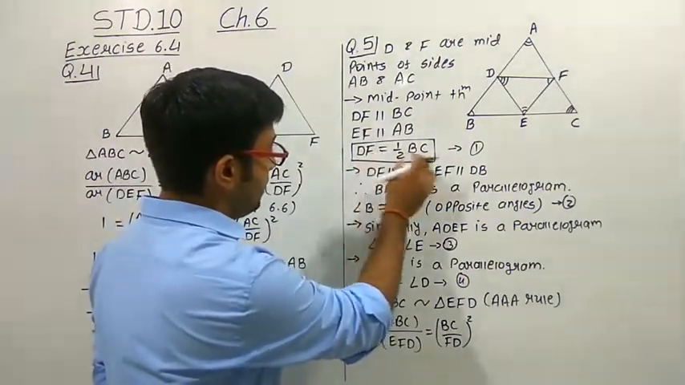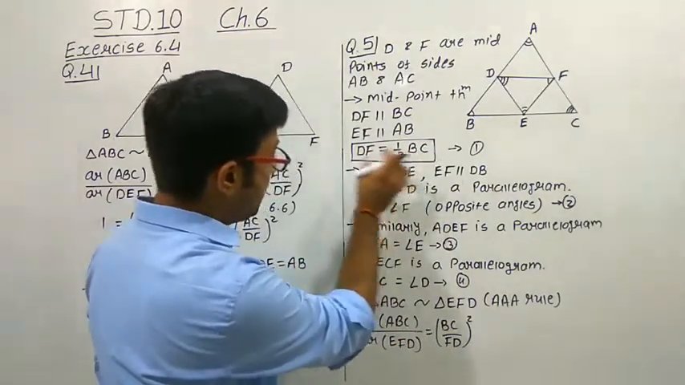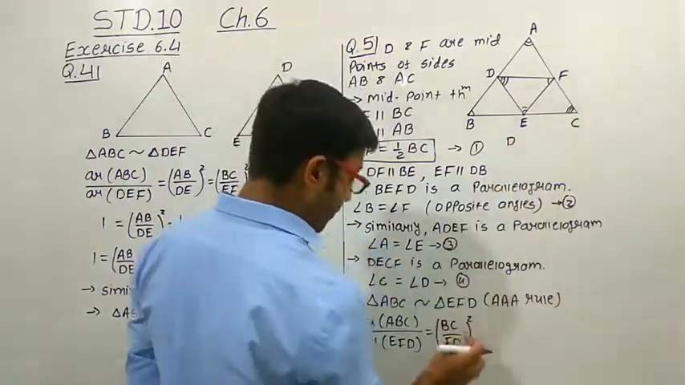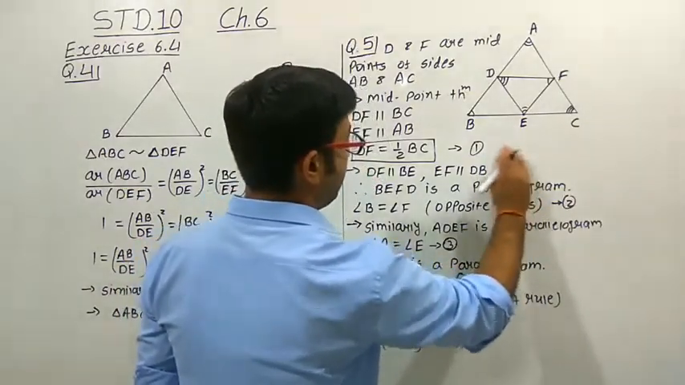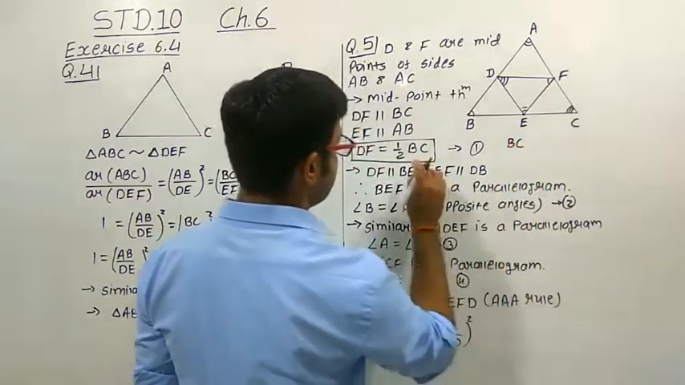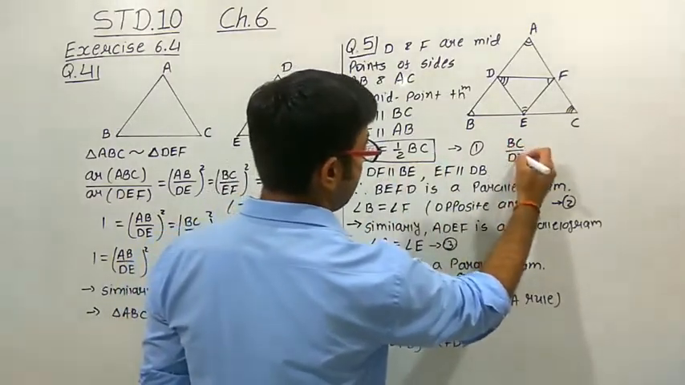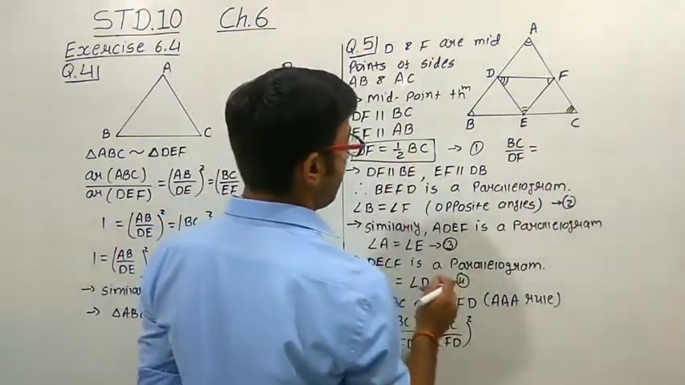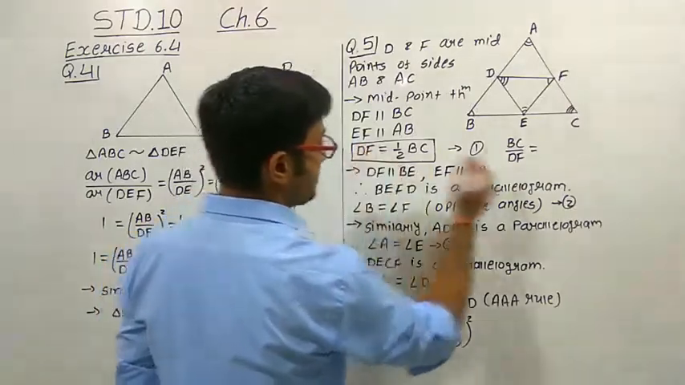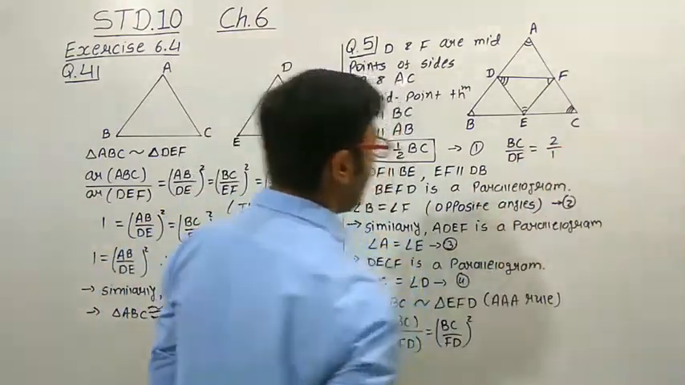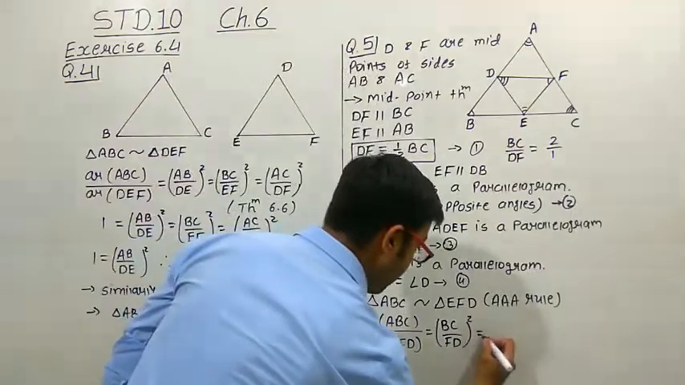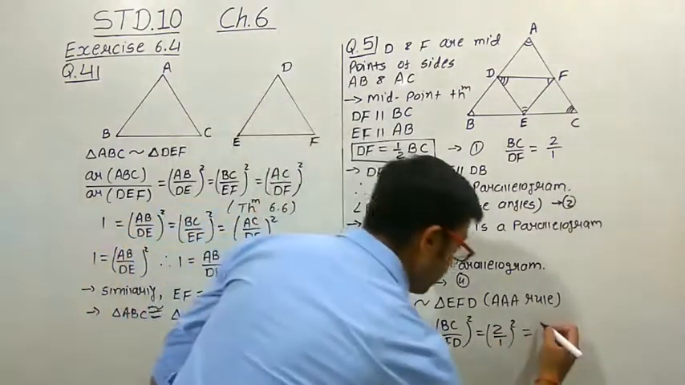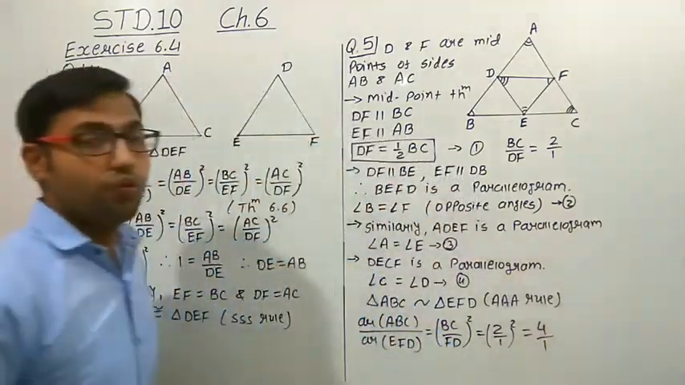Now here we have to use equation number 1, that is DF equals 1/2 of BC. Here we require BC upon FD. So we will keep BC as it is, taking DF to the denominator, and what will remain is 2 upon 1, by taking this 2 to the left hand side. So the same thing we have to apply, that is 2 upon 1 whole square. And what is 2 square? 2 square is 4 and 1 square is 1.